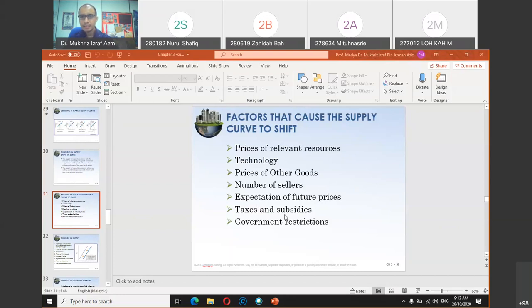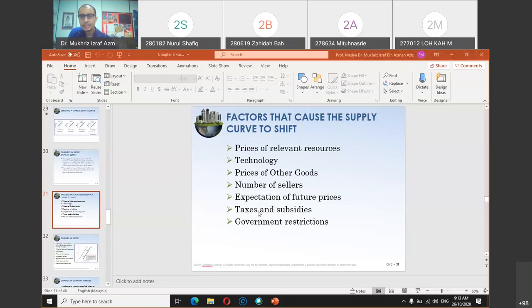Tax and subsidy: the tax will make the cost to the supplier increase. For example, if the government increases the tax on the sellers, the seller now has to pay more tax, so that could increase the cost of production.